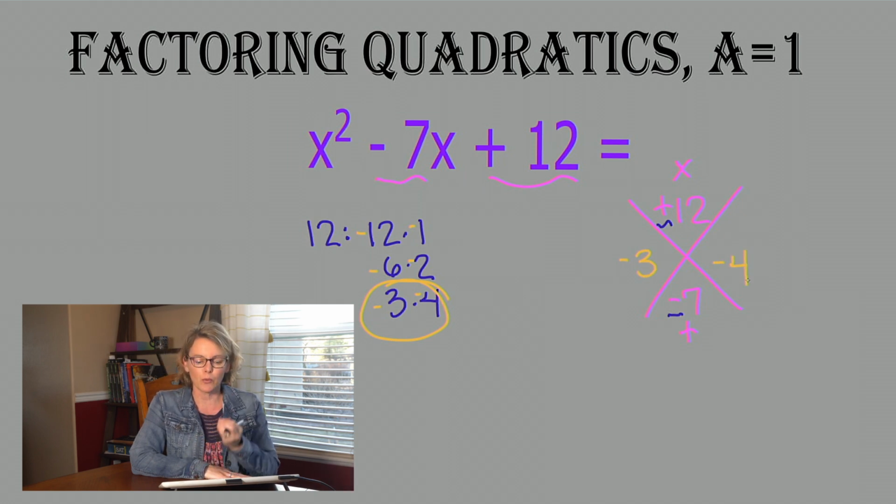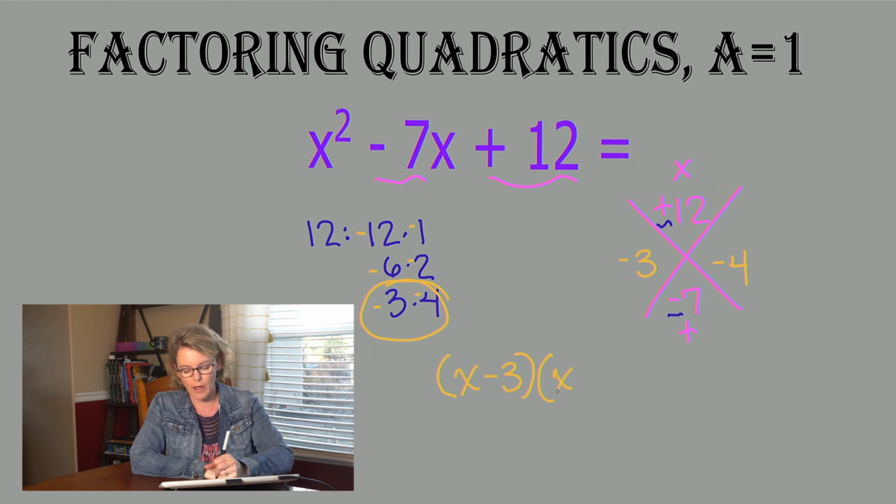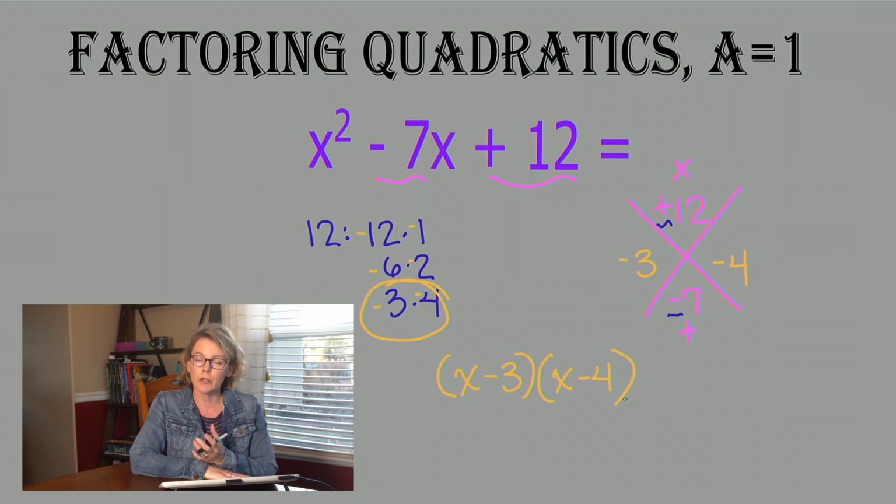Our last step: we did the puzzle piece, and now we're going to use it to figure out what our factored form looks like. You start with a big parentheses, put in your x here, and then all you have to do is copy down this negative 3 first, start your new parentheses, and then you have x minus 4. If I went ahead and double distributed or FOILed this out, x minus 3 times x minus 4, I would get back to our original equation of x squared minus 7x plus 12.